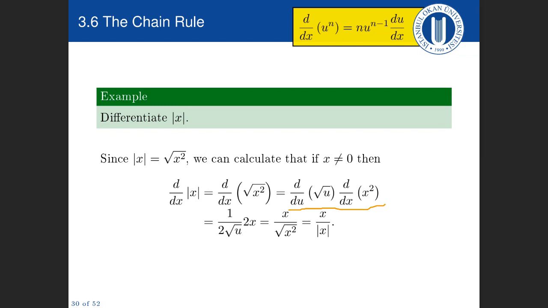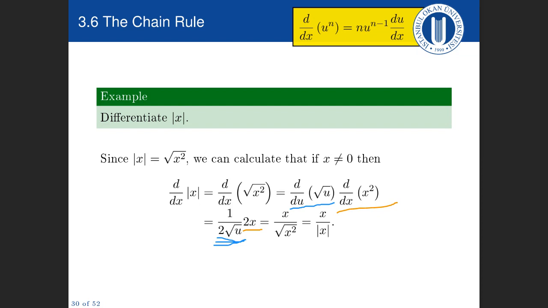Okay, so by the chain rule, this is the same as the derivative of square root of u multiplied by the derivative of x squared. Derivative of x squared is an easy one. That's just 2x. The derivative of the square root is one that we've done before. The derivative of the square root of u is 1/2 square root of u.